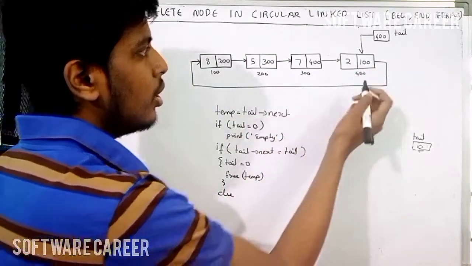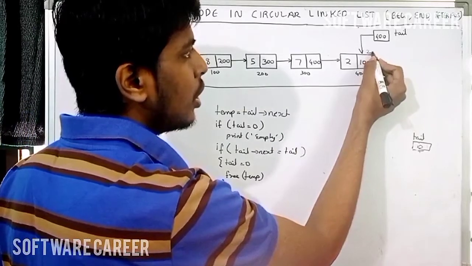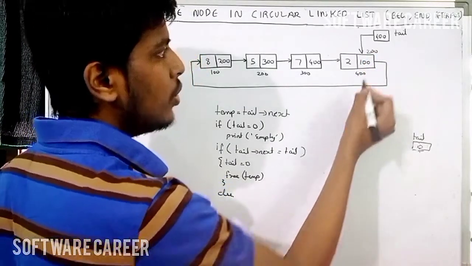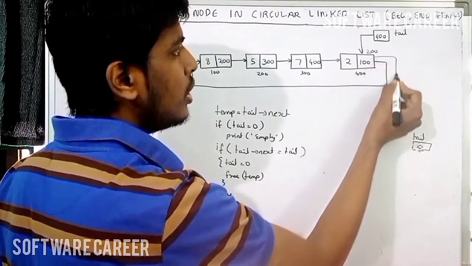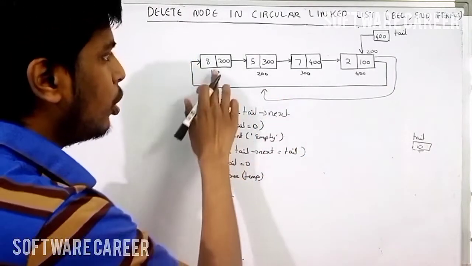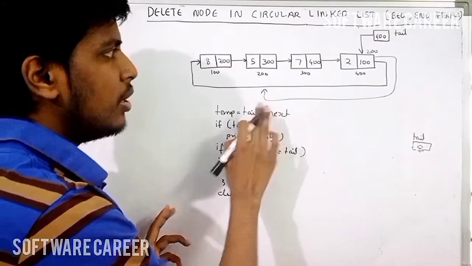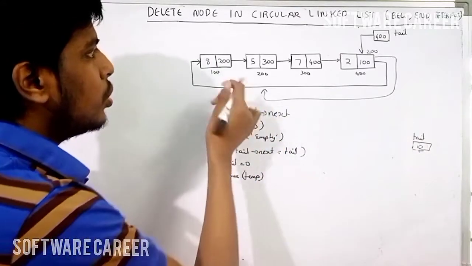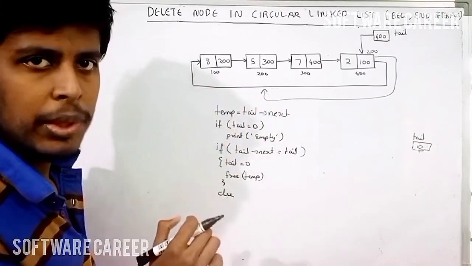So that is the case. You should update this value to 200. If you update this value, this pointer will point towards this node, the 200 node. It does not point to 100. Now after making this change, what you should do? You should remove this node from the memory.